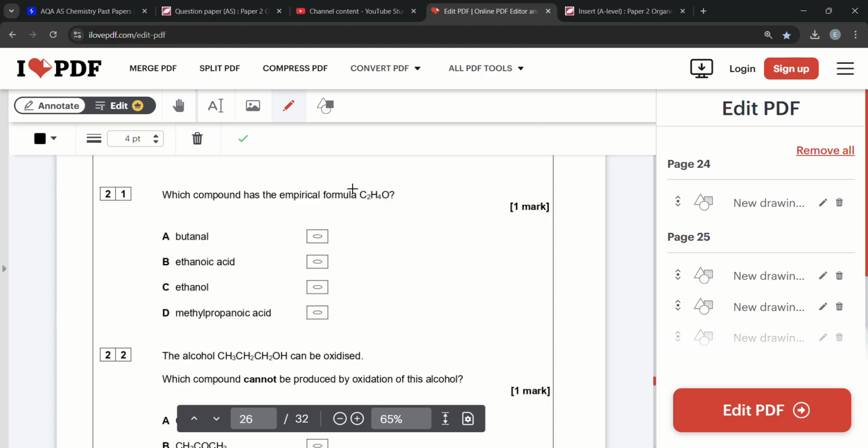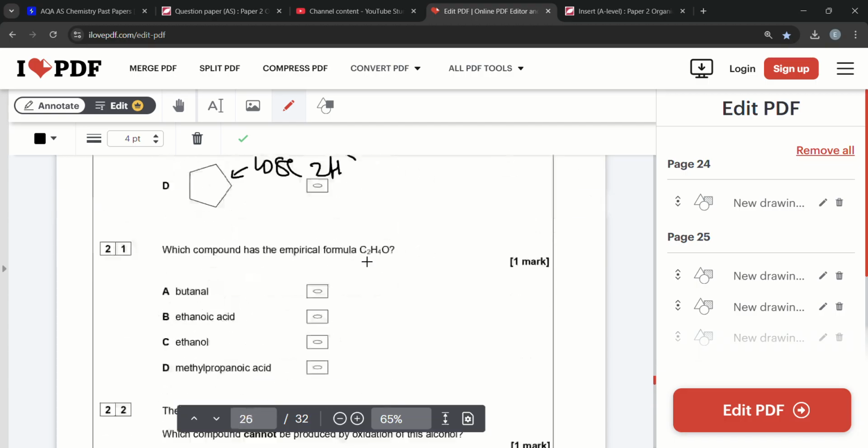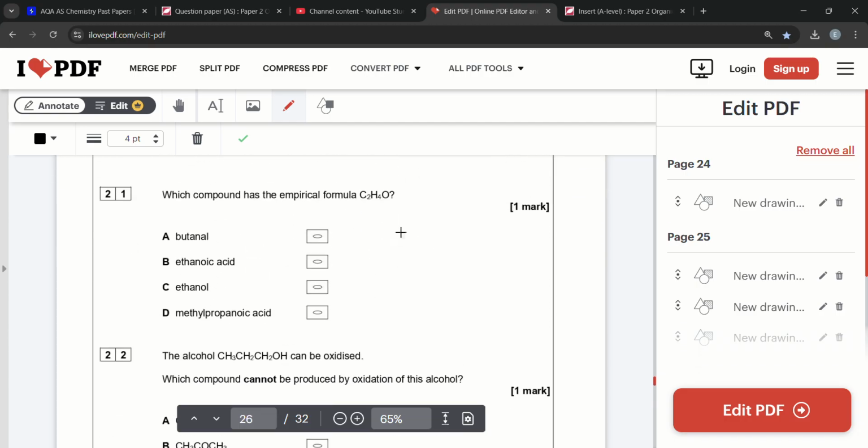Which compound has an empirical formula C2H4O? Butanol, ethanoic acid, ethanol, methylpropanoic acid. Methanol, ethanol. Let's draw them out. Methane, ethane, propane, butane, aldehyde.